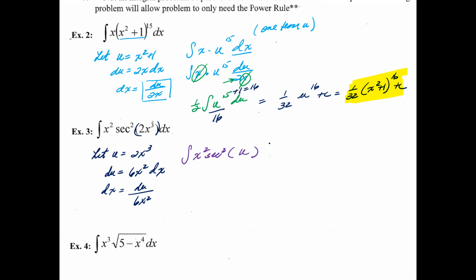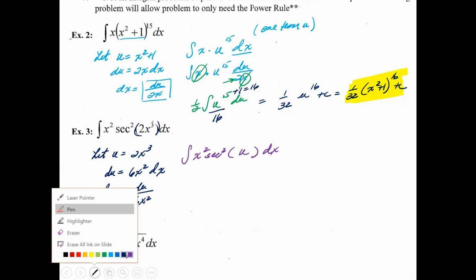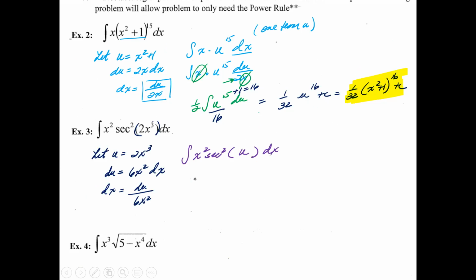Replacing the 2x cubed with a u, dx. Okay, well, not everything here is in terms of u, and that's exactly what I want. So I'm going to go back and replace the dx with a du over 6x squared. From here, I know my x squared on top and the x squared on the bottom can cancel. My 1 over 6 can be moved over to the left side, and I have secant squared u du.